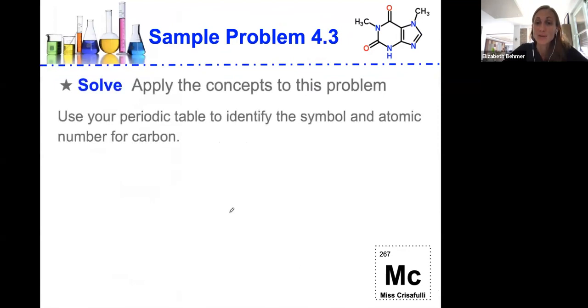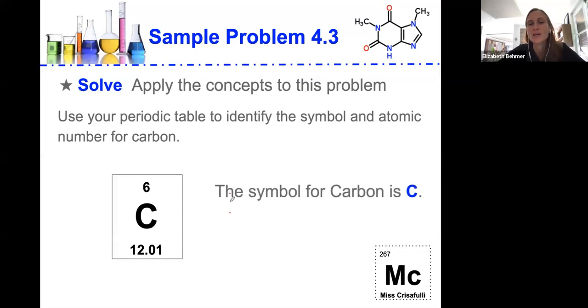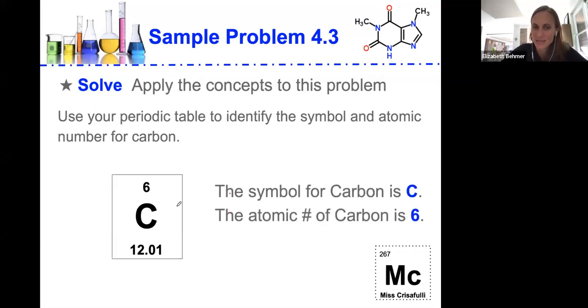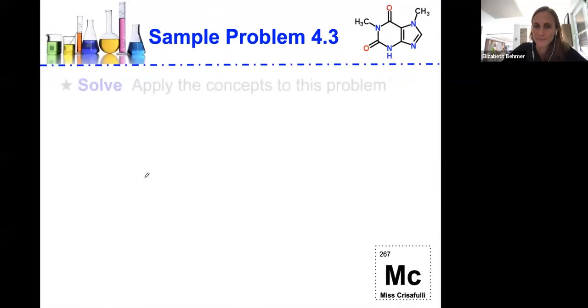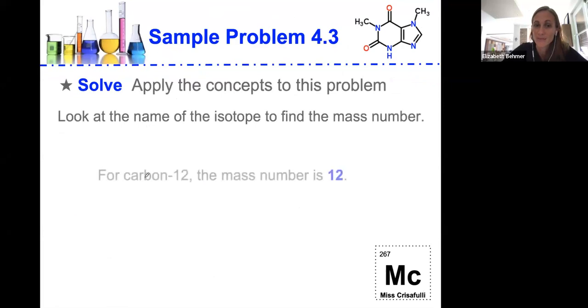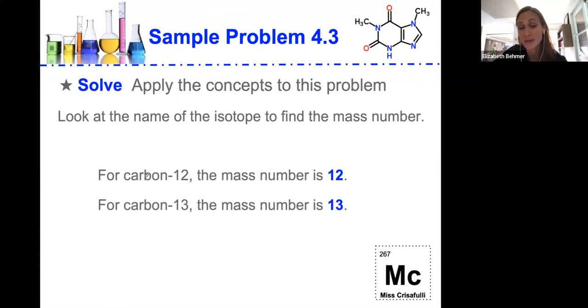Use the periodic table to identify the symbol and atomic number for carbon. So let's take out our periodic table, which you can search anywhere on Google or use the one in the textbook. So the symbol for carbon is C, and the atomic number of carbon is 6. Look at the name of the isotope to find the mass number. So carbon-12, the mass number will be 12. And for carbon-13, the mass number will be 13.